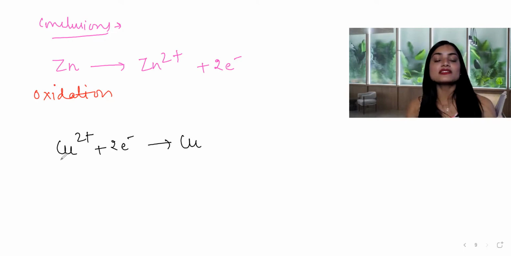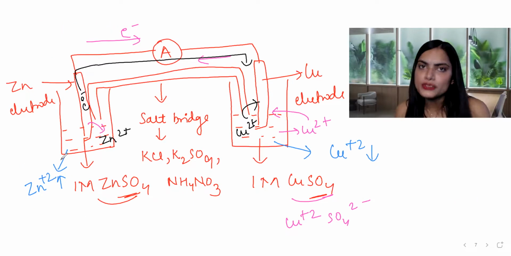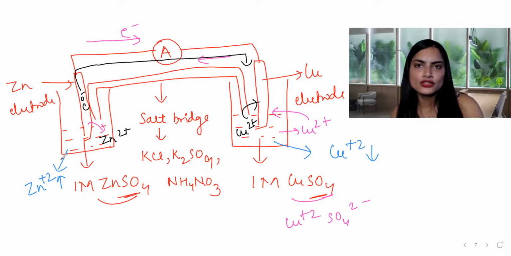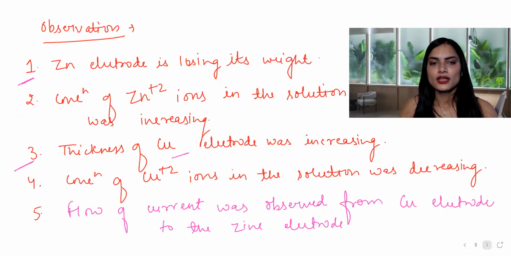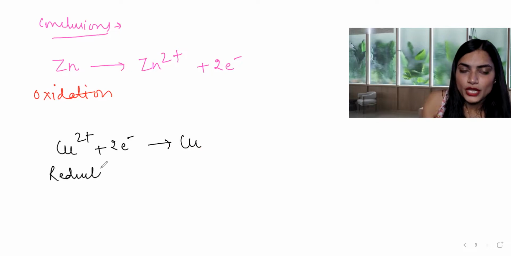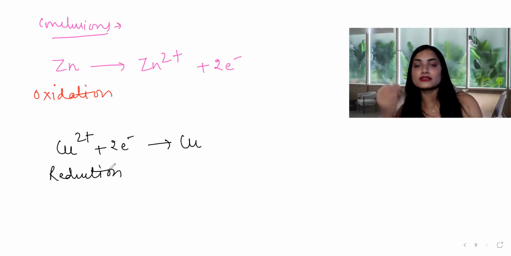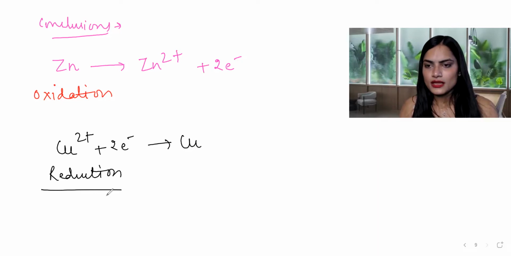So what is happening here in the right compartment, where the copper electrode is dipped into copper sulfate solution? Here Cu+2 ions are gaining electrons and then depositing on the copper electrode, and the gain of electrons is known as what? Gain of electrons is known as reduction. So in this right beaker, reduction is taking place.